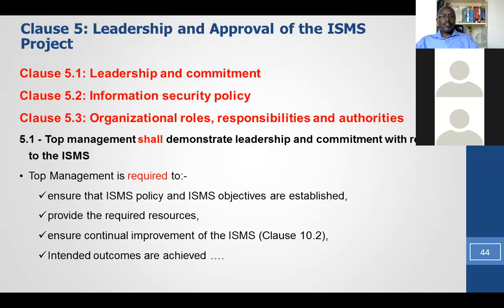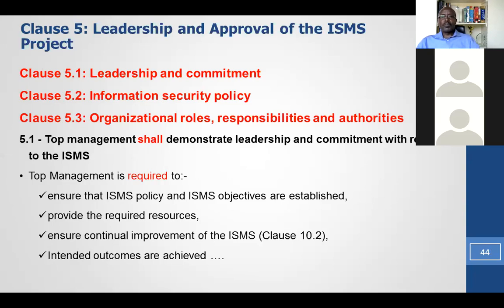Then clause 5 normally deals with leadership and approval of the ISMS. So again, remember I said from clause 4 to 10, everything is mandatory. So you have to show proof that you've done all this. So 5.1 is about leadership and commitment. You have to show, and there will be requirements for leadership and commitment. Of course, the details will be in the standard itself. 5.2 is the information security policy. 5.3, you'd have organizational roles, responsibilities, and authorities. For instance, 5.1 would be looking like this.